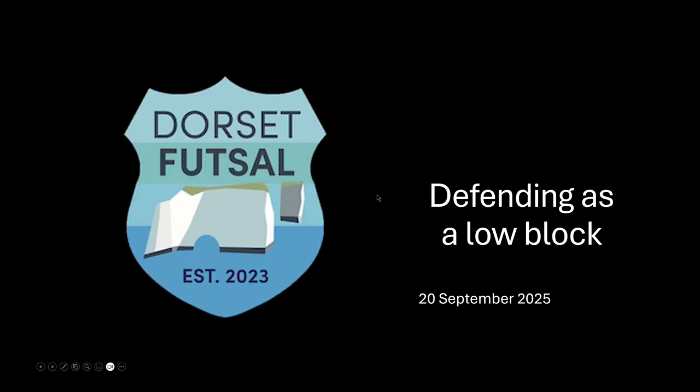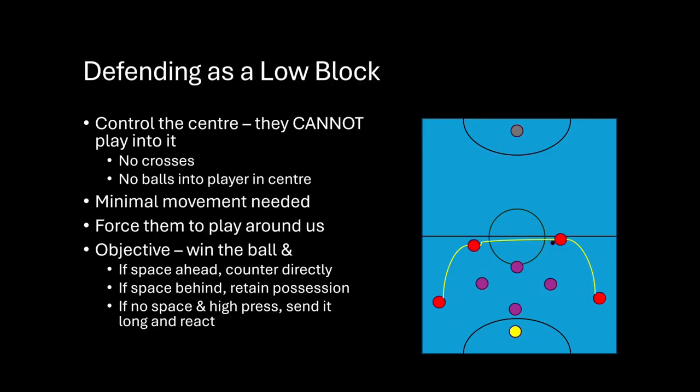One final thing I just want to go through as a reminder for the next couple of matches: defending is a low block. Just a reminder, if they are playing 4-0, we control the centre, we drop low, we don't press, they cannot play into our central area, we don't allow any crosses, and we certainly don't allow any of their players to come into the middle of this 4 and receive the ball. We shouldn't be having to move too much, we should be just forcing them to play around us in this yellow U shape. Our objective: win the ball, and if there is space ahead of us, counter directly.